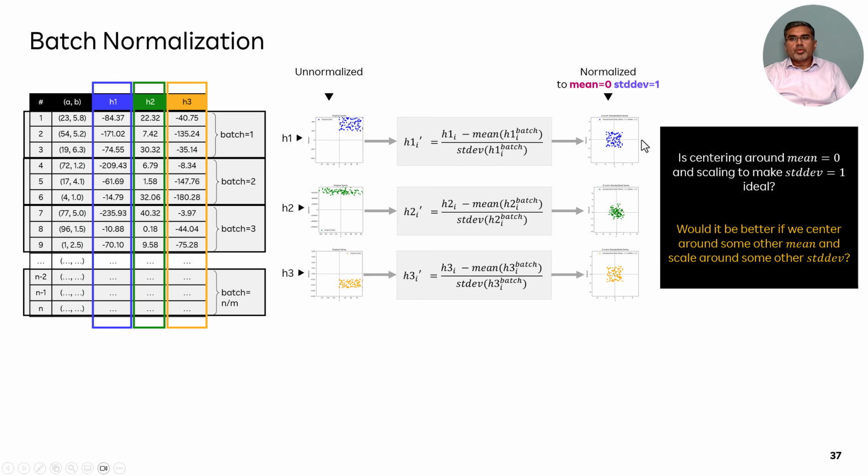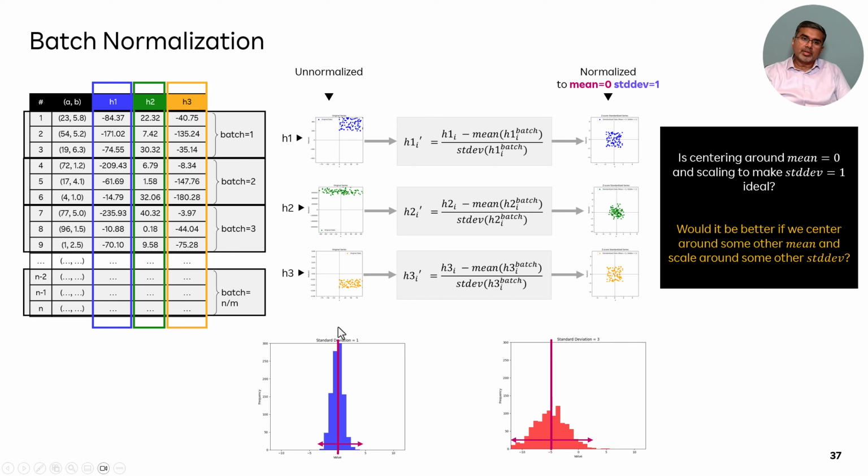Now, when we studied input normalization, we centered the distribution around a mean of 0 and with a standard deviation of 1. Now, is that the best we could do? Would it be better if we centered it around some other mean and scaled around some other standard deviation? For example, if you're centering around 0 with a standard deviation of 1, let's say it looks like this. But let's say that for the data, the centering could be around -5. So you essentially shift this distribution like this. And you also scale it from a standard deviation of 1 to, let's say, a standard deviation of 3.